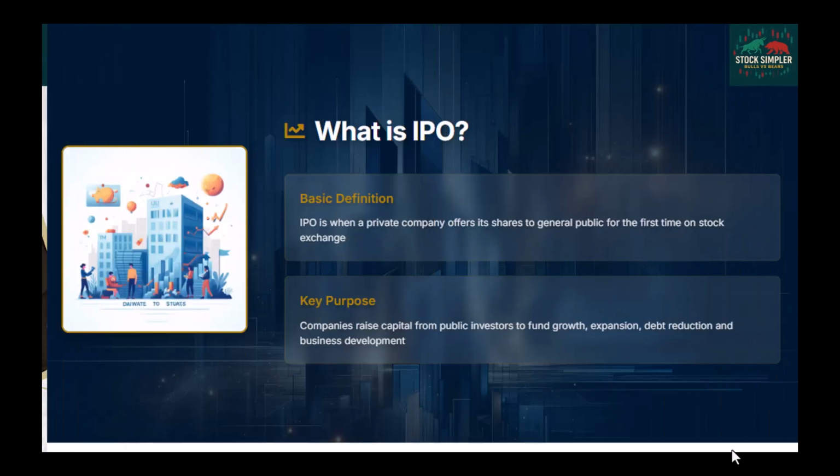So what is an IPO? IPO is a process by which a private company offers its shares to the public for the very first time. Listing their company through IPO is one of the biggest milestones for any company. In India, IPOs are regulated by SEBI and shares of the company are listed on either NSE or BSE or both. In this process, the company transitions from private to public.